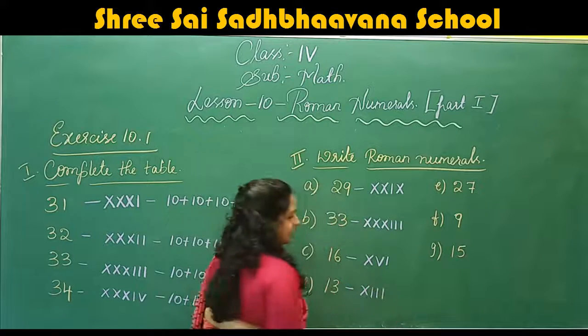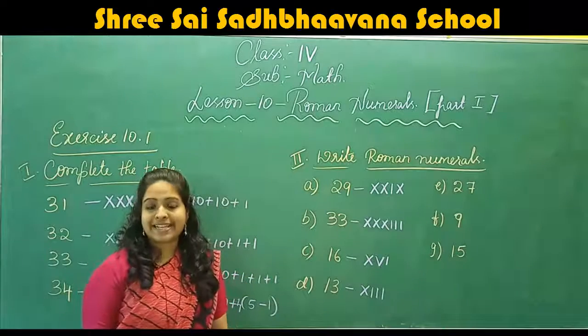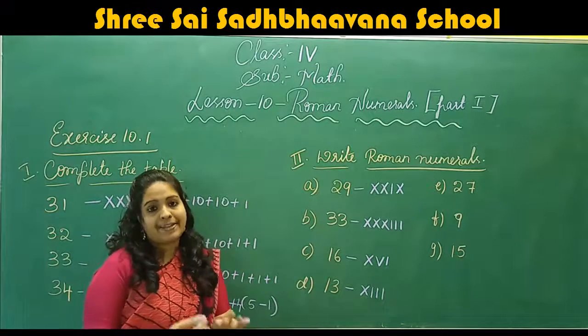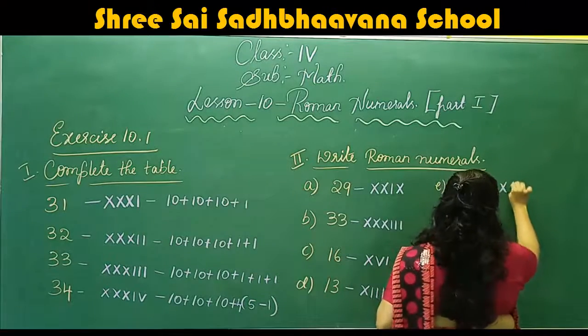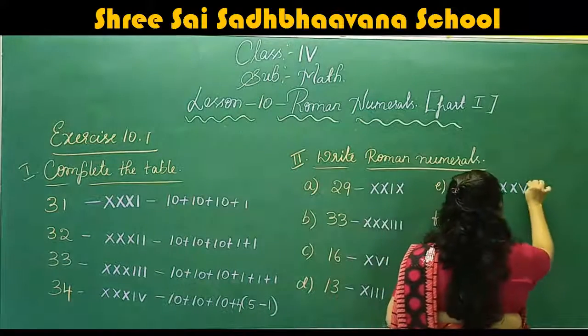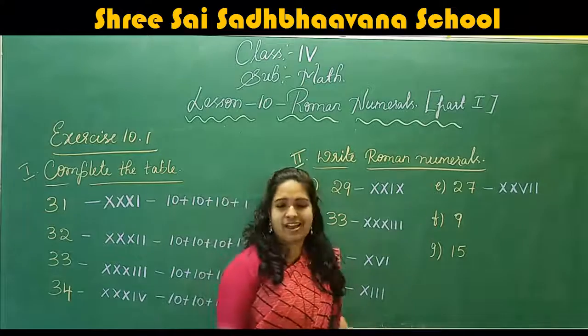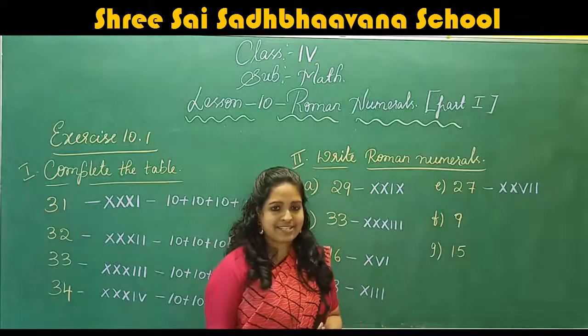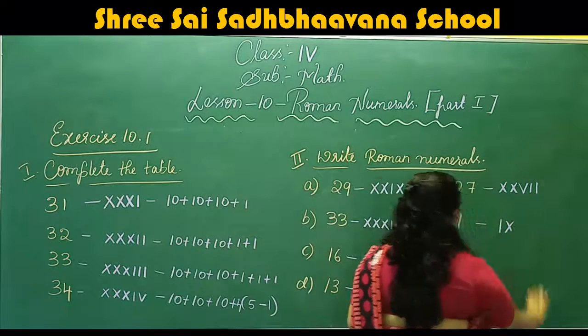Next, 13. 10 plus 3. 10 and then 3. Okay. Move on to the next one. E. 27. Nothing but 20 plus 7. 20 and then 7. 27. 9. How to write 9? 10 minus 1. Correct? Nothing but we already know. X.